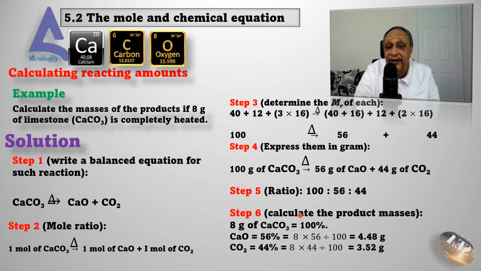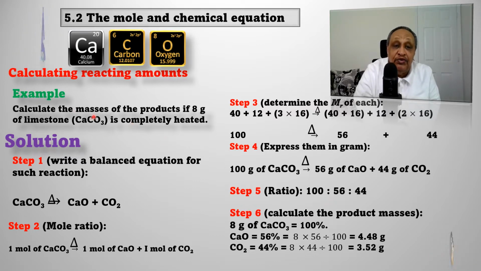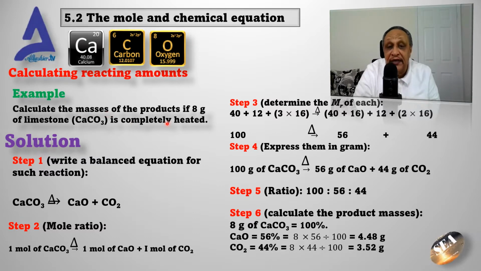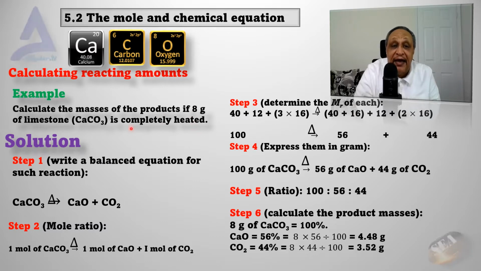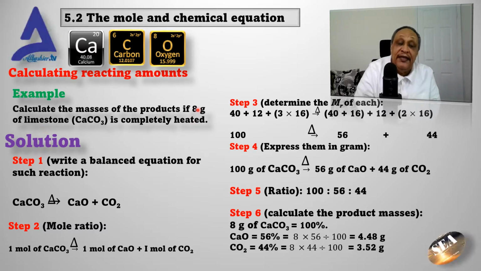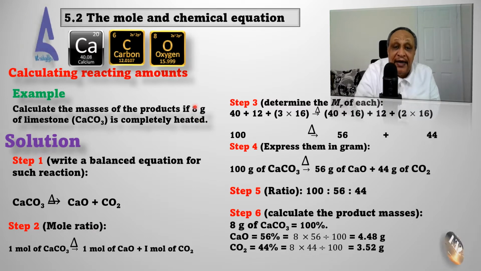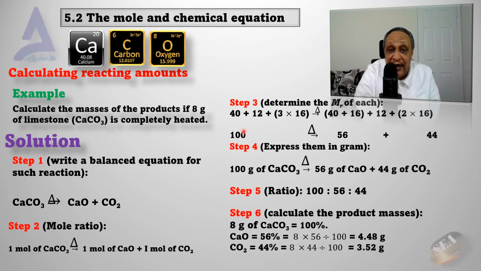Now, what are the new calculations? He asked me for the masses of the products. So he doesn't want the reactant, he wants the products. If 8 grams of limestone, so the use of limestone is only 8 grams. So here I have 100 grams. I don't need 100 grams, I need only 8 grams. So with 8 grams, how many of them are going to be here? It is just simple calculations.